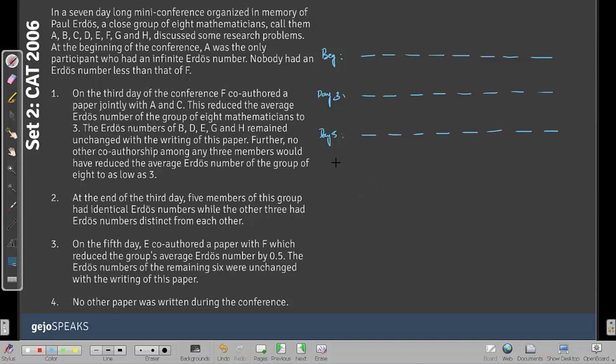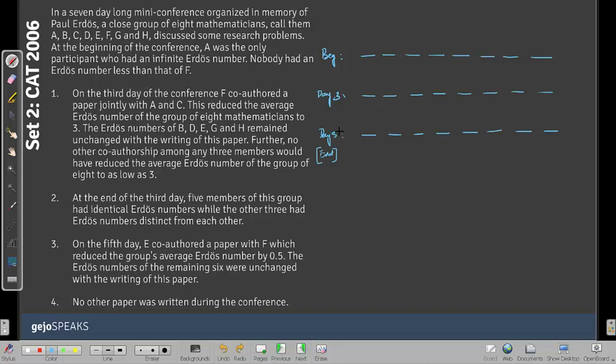And whatever happens, it very clearly says here that no other paper was written during the conference. Something happened on the 5th day. Something happened on the 3rd day. Nothing else happens. So this is my end, anyways. This is also what I can think of as my end, because whatever happened in day 5 is the end of everything. And whatever change has happened from the beginning to the end is because of whatever happened in day 3, and probably whatever happened in day 5 as well. Okay, this is at the end of day 5. That's actually the end of everything.